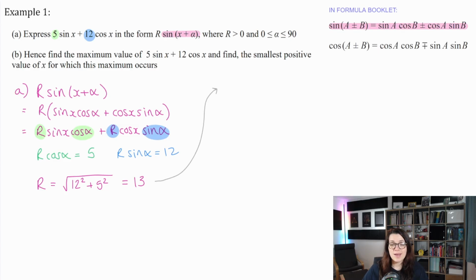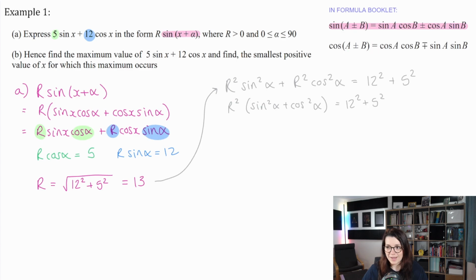So if we were to square the two values we found earlier and add them together, that would be 12 squared plus 5 squared. We can factor out an r squared, and if we do that, you can see we get sine squared alpha plus cos squared alpha in the bracket, which according to the identity is just 1, so it cancels out. Therefore, we're left with r squared is 12 squared plus 5 squared, and therefore r is the square root of that. Back to the main working, which you would write down in the exam.